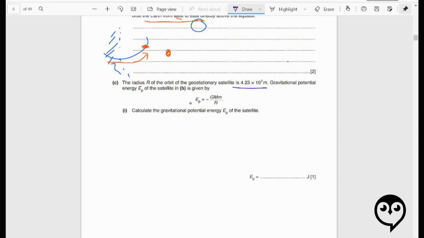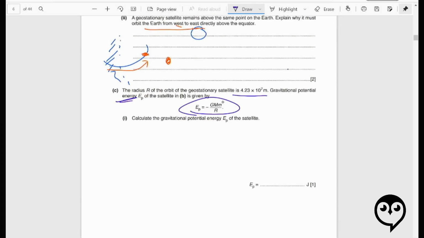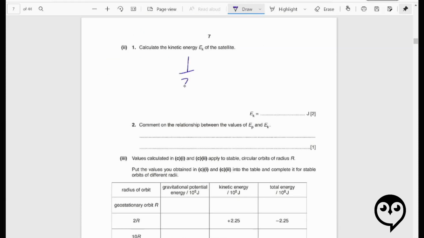Okay, so the radius of orbit of the geostationary satellite is this. Gravitational potential is given by that equation. Gravitational potential energy, yes. Calculate the gravitational potential energy of the satellite. We're just plugging in the mass of the Earth from up above, and the radius they've given us, yeah? Calculate the kinetic energy of the satellite. Again, half mv squared. That's all that is.